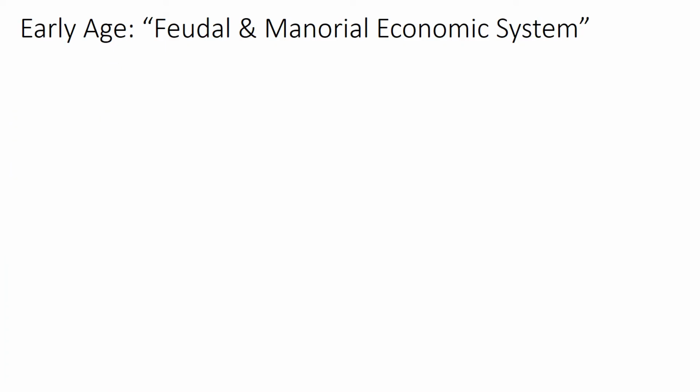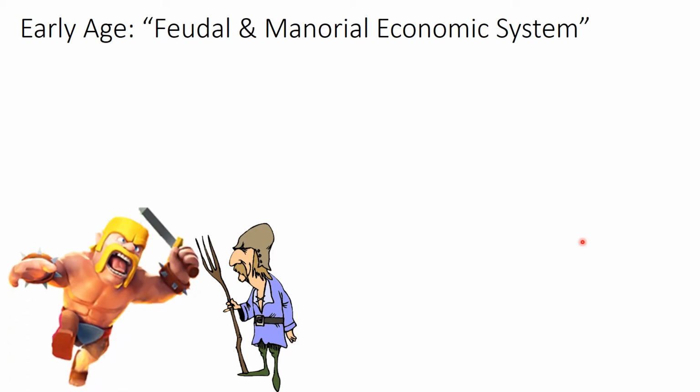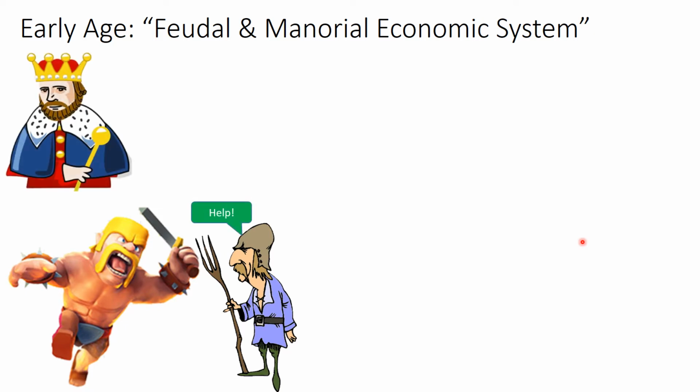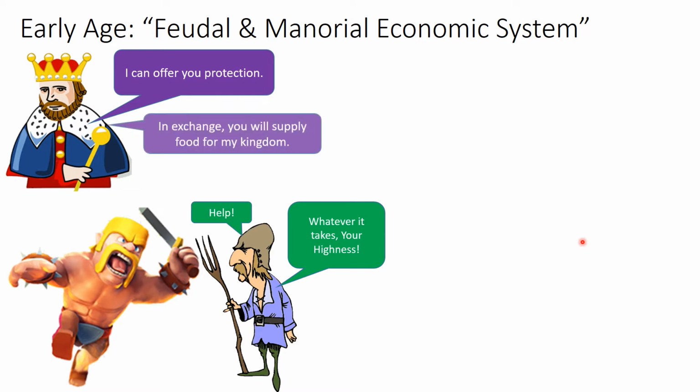The next age of globalization actually coexisted with the Silk Road. In Europe, they practiced the feudal and manorial economic system. It's a different kind of system that started when peasants were in conflict with barbarian raids. The peasants asked for help from the nobles and kings, who offered them protection. The kings, as part of their role to protect them, needed some food supply from the peasants. So in exchange, the peasants would swear their loyalty and fealty to these kings.